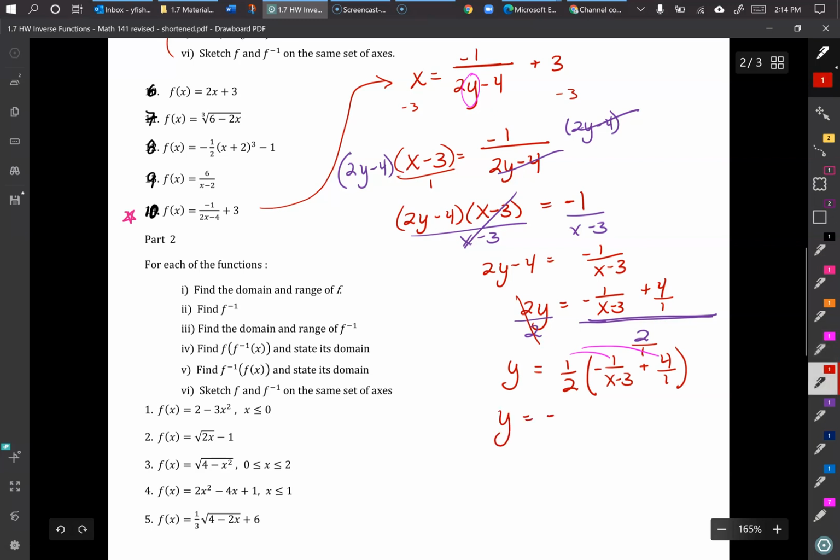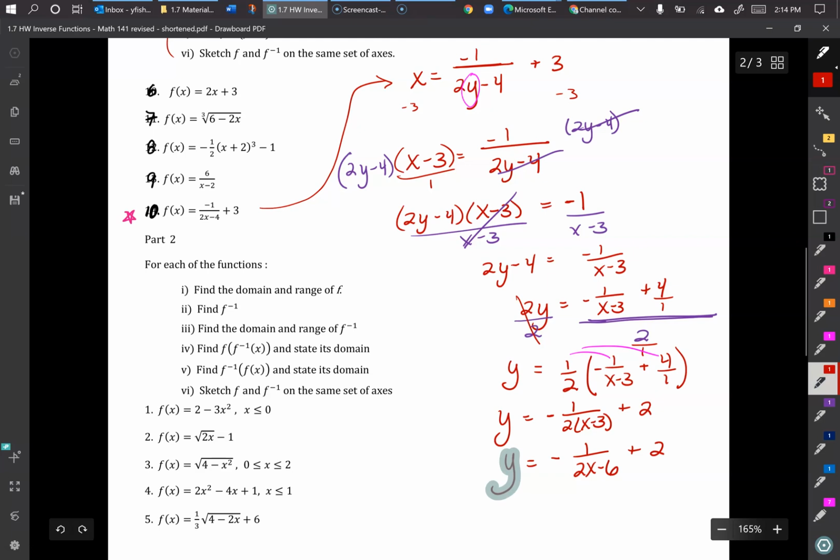Right, equals negative 1 over 2 times x minus 3 plus 2, and I can go even one step further. Negative 1 over 2x minus 6. I wouldn't mark you off though if you didn't have that, as long as it's simplified. It's not a complex rational like it was before. Like up here we have a complex rational. Down here, even at this point, we're fine. And then that would be my inverse.